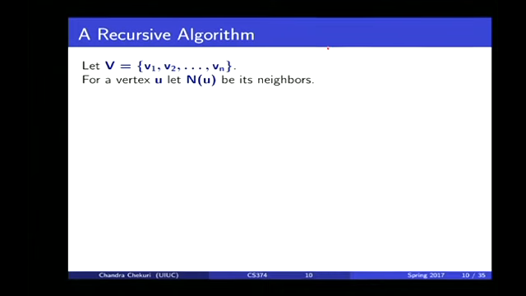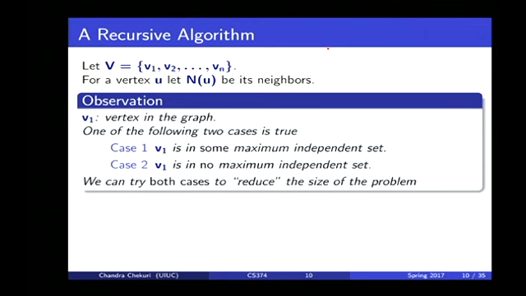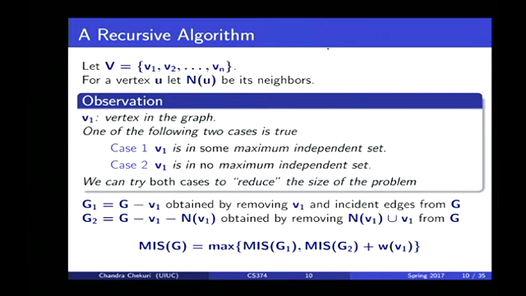Here we can break up the solution space into two sets: those solutions which contain this vertex v1 and those solutions which don't contain vertex v1. And so we find both. If G1 is the graph where we remove the vertex v1, and G2 is the graph where we remove vertex v1 and all the neighbors of v1, then my claim is the maximum independent set value in the graph G is the maximum of MIS of G1 and MIS of G2 plus the weight of v1.